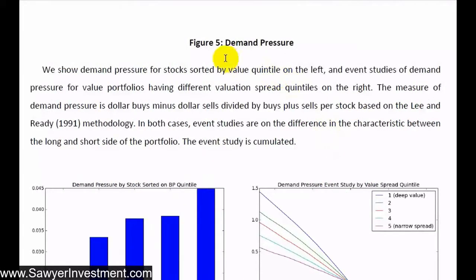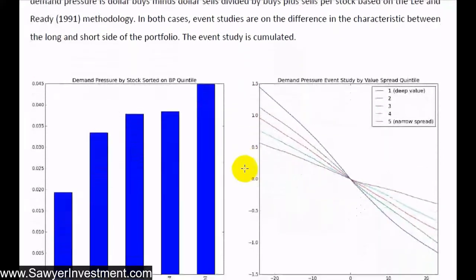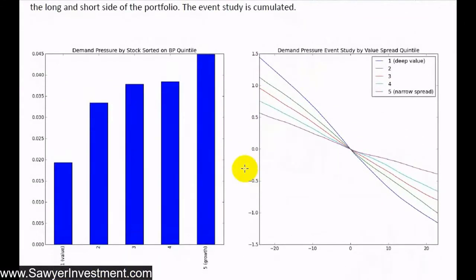So next here in figure 5 we have demand pressure. And so what we're looking at here is out of all the purchases and sales of these securities in each of these quintiles, what percentage were buys and what percentage were sells. And since all of these are positive, there were more purchases than sales in dollar value. We do see, however, that there's more buying pressure for growth stocks than there are for value stocks. So it's maybe more demand for the growth stocks than value. And this is a pretty monotonic relationship.